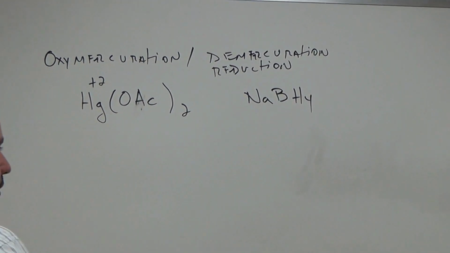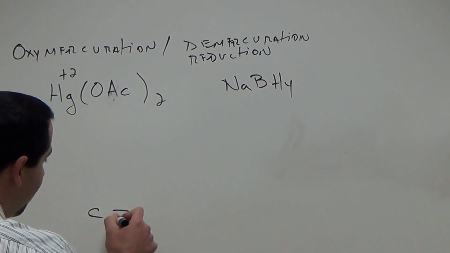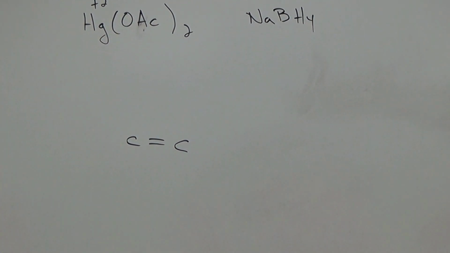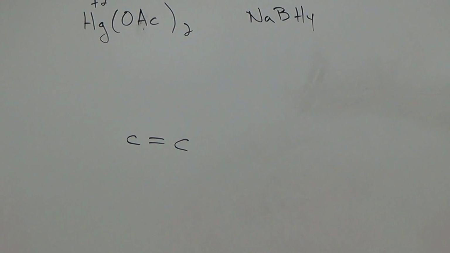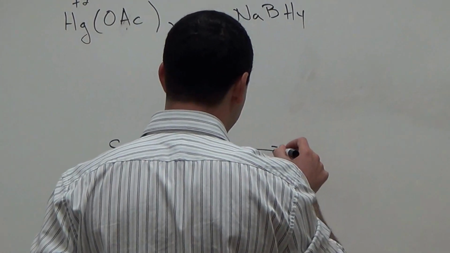All right. So when we do this oxymercuration, demercuration, what type of product do we get? We get an alcohol from here, and this alcohol will be what?